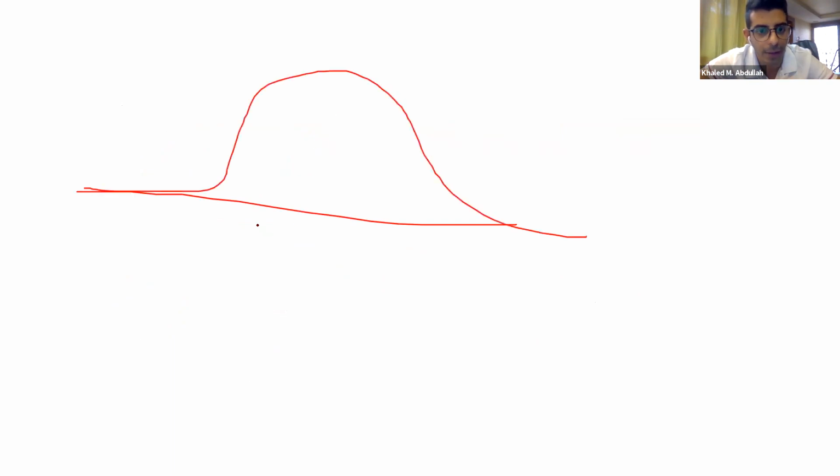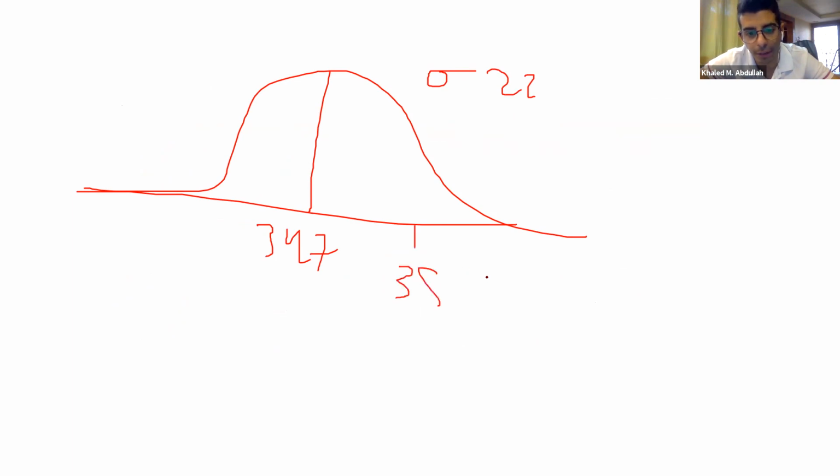Now use the formula. Let's say I have a population. This is 347. That's the mean. And the sigma is 22. What's the chance? Or first off, just give me the z. Forget the chance. Just give me the z for the point 385. Give me the z value for this.